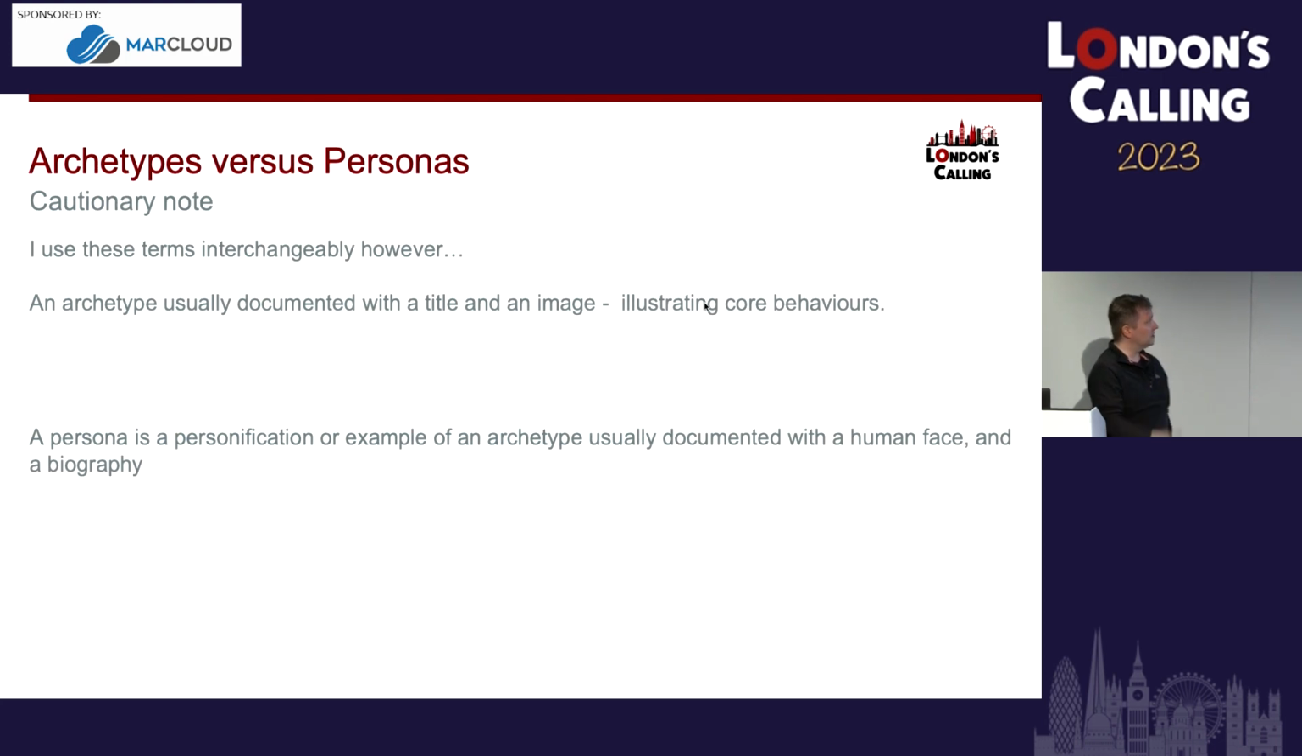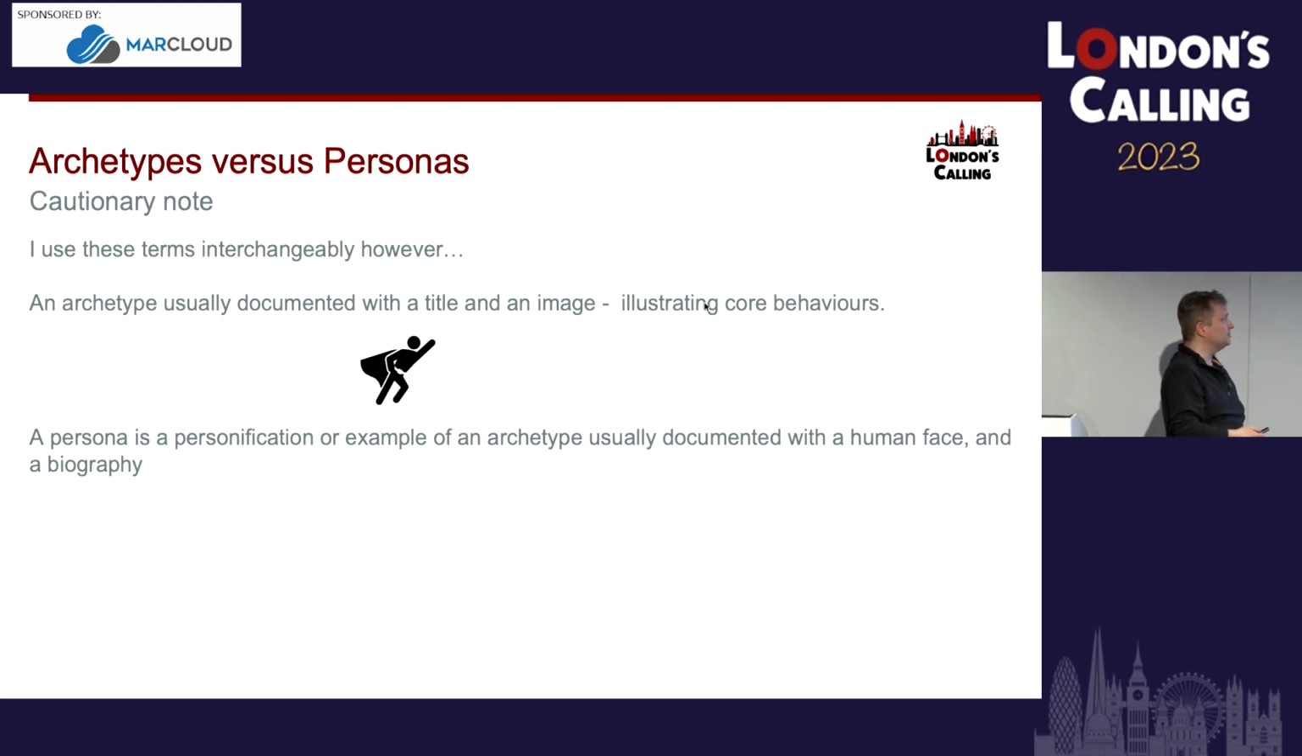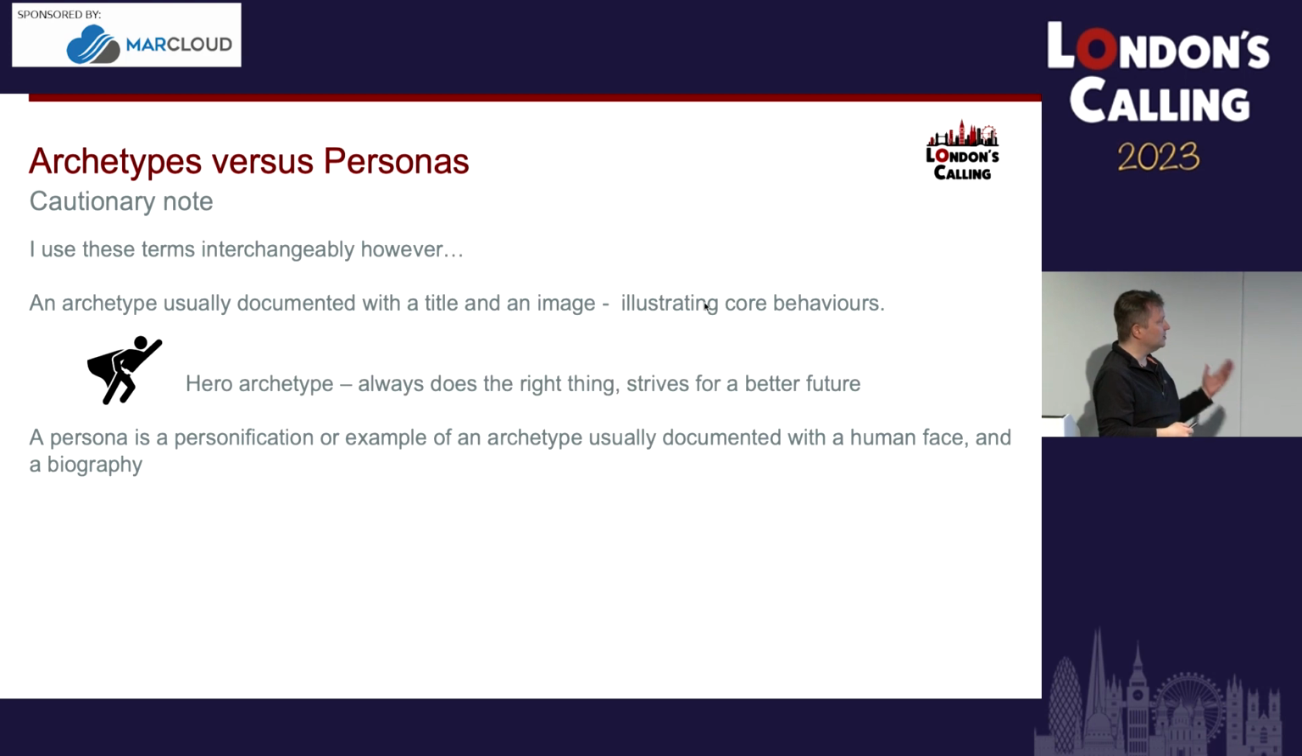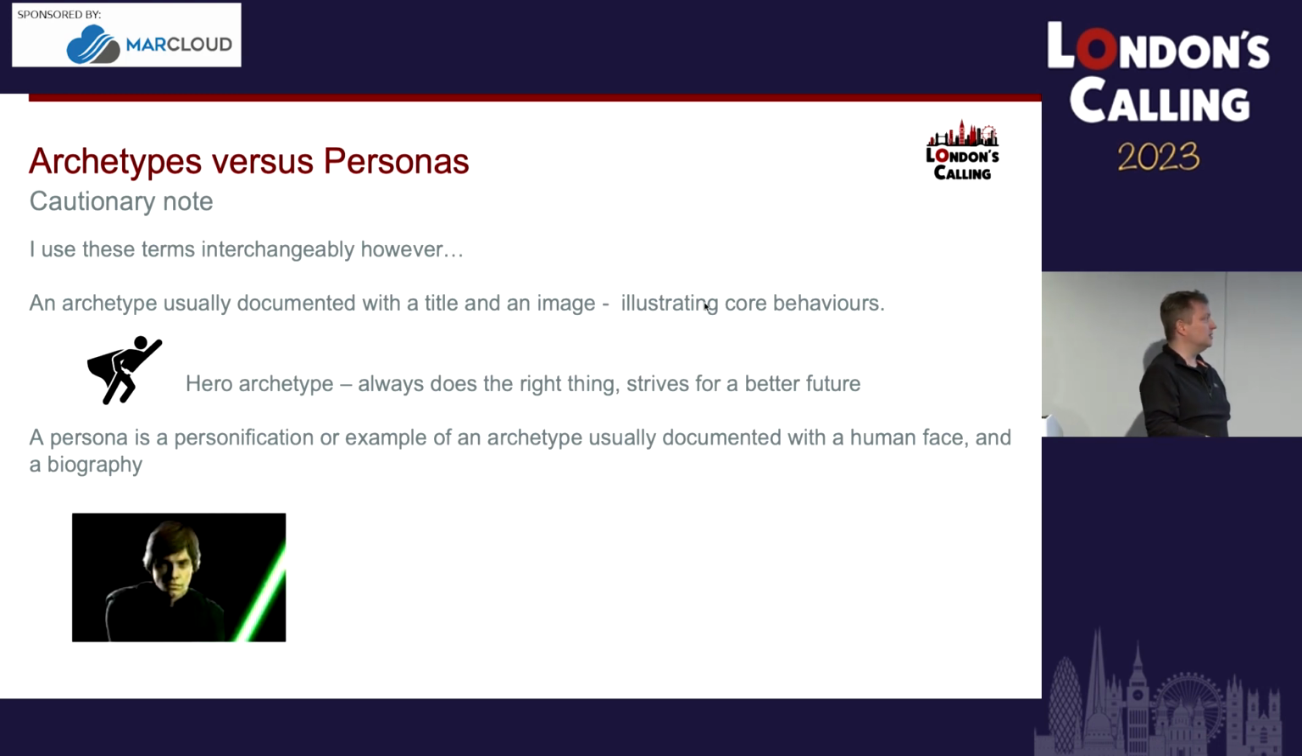So, archetypes and personas. Now, I use these terms fairly interchangeably, and I will probably do so during the course of this session. That's not strictly true. If you see these things out in the wild, you probably notice that they are documented slightly differently. An archetype is normally documented with some kind of icon, a title, and something that describes or illustrates their behavior. Whereas a persona is a personification, an example of this archetype, and it's normally documented with a human face and a biography.